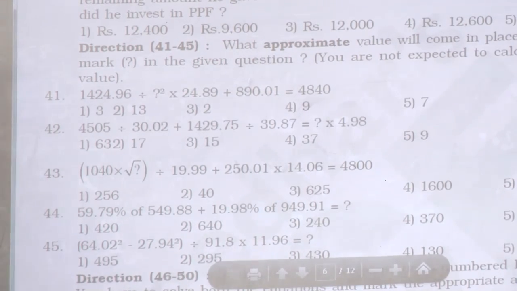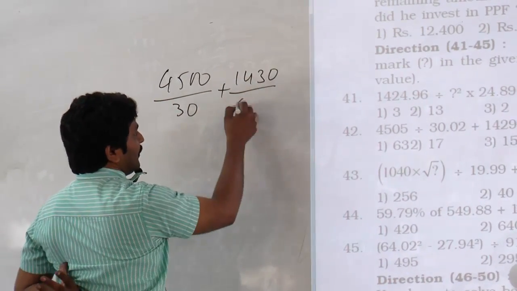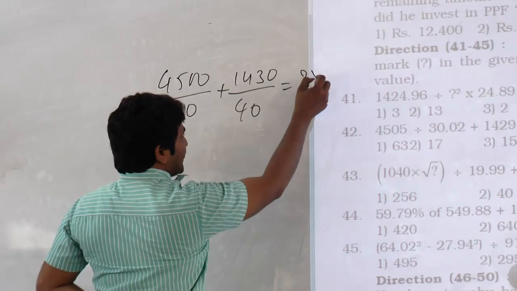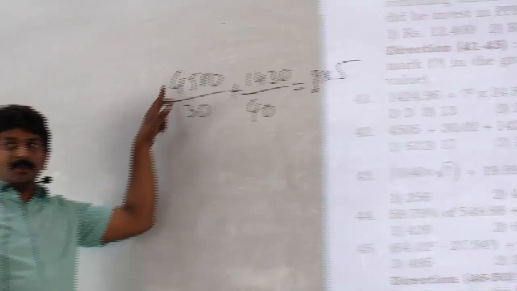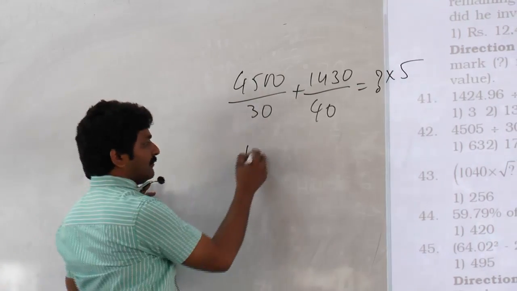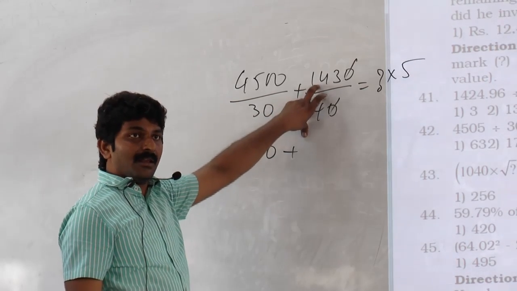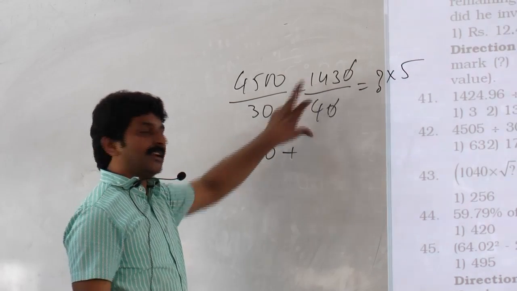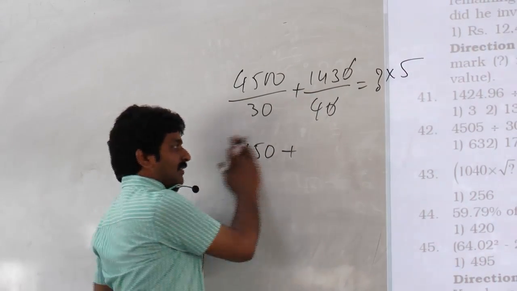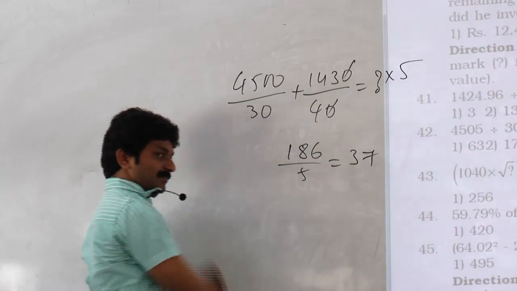Now let's write 42. 4500 divided by 30 plus 1430 divided by 40 is equal to x into 5. Zero zero cancel. 450 by 3 is 150. Zero zero cancel. 4 3 times 12. You have 23. Near about 6 times. 26 or 36? 36. 150 plus 36, 186. X is equal to 186 by 5, which is 37.